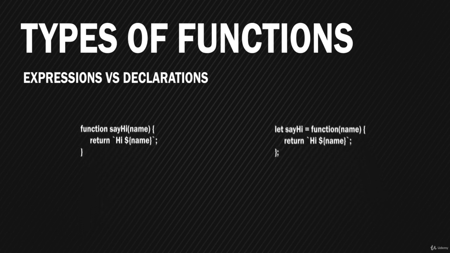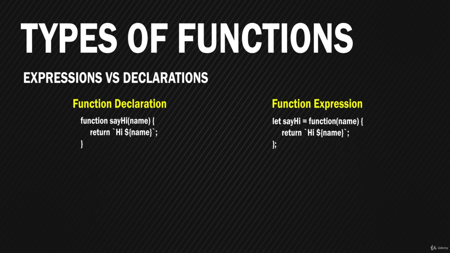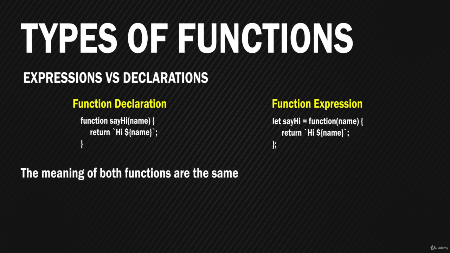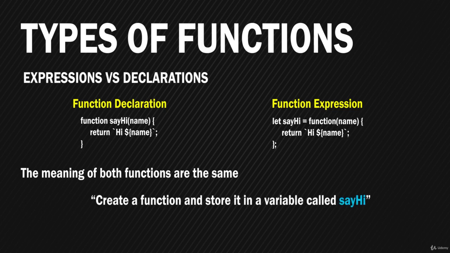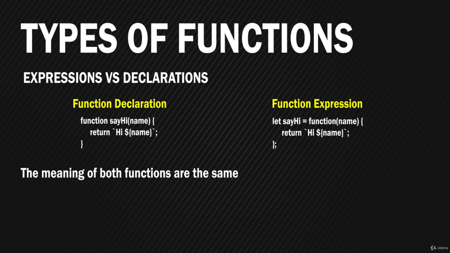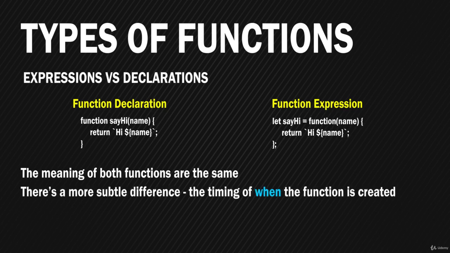We've got a function declaration on the left and we've got a function expression on the right. And the meaning of both these functions are exactly the same. And by that, I just mean that both create a function and they store that function in a variable. Here we've called the variable sayHi. So then you're probably asking, well, then why have one method over the other? And the answer is there's a more subtle difference. And that difference is the timing of when the function is created. And a function can be created immediately or later.